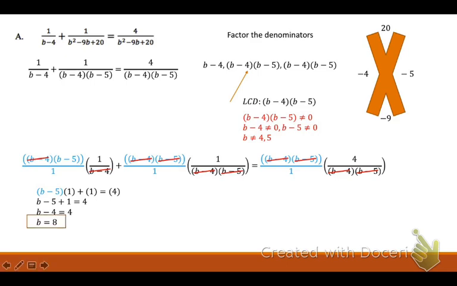Okay, so the only difference between this one and last time is that this time we're factoring our denominators first, and our denominators are not always just the biggest one. So you just have to factor them first, find the least common denominator, state your restrictions, and then multiply it out. Okay, and cancel common things.